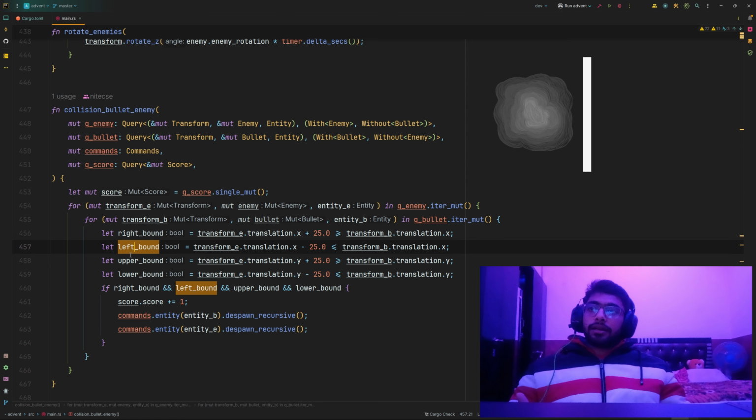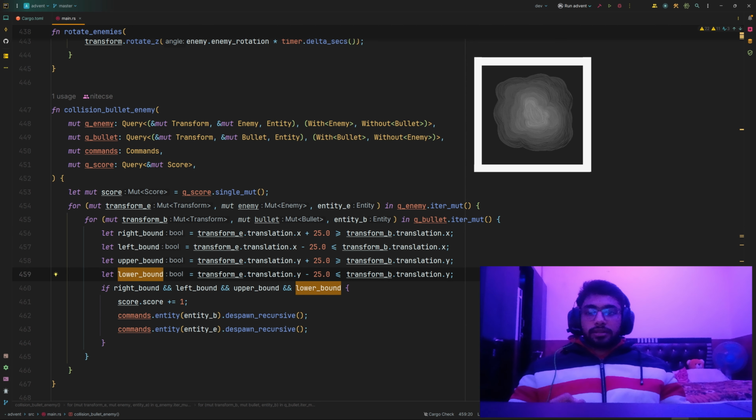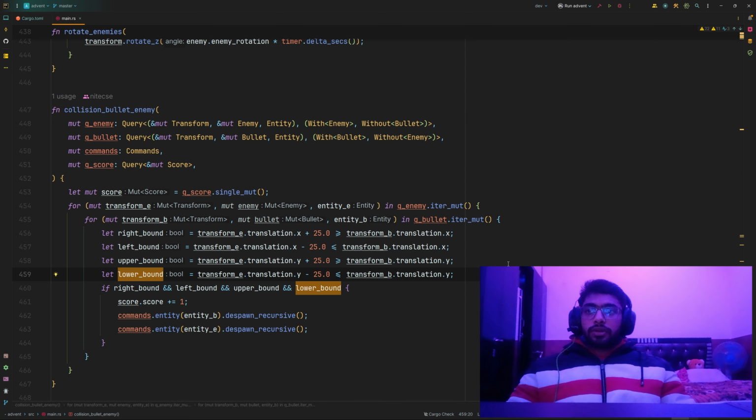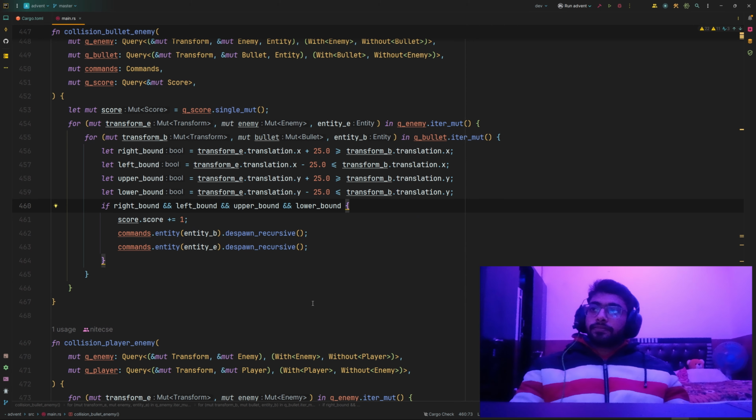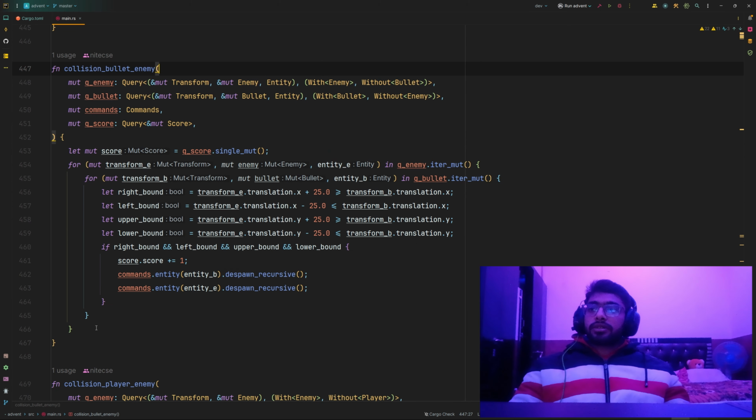We are creating right, left, upper and lower bounds. So whatever is the position of the entity, we are creating an upper bound by adding some value to the y, and removing some value from the y gives us the lower bound. And similarly, we are creating right and left bounds. So this is how we are creating bounds, and whenever another entity is inside these bounds, we are saying that a collision has occurred, and we are good to delete both the entities from our game. So that is the current way of processing collision.